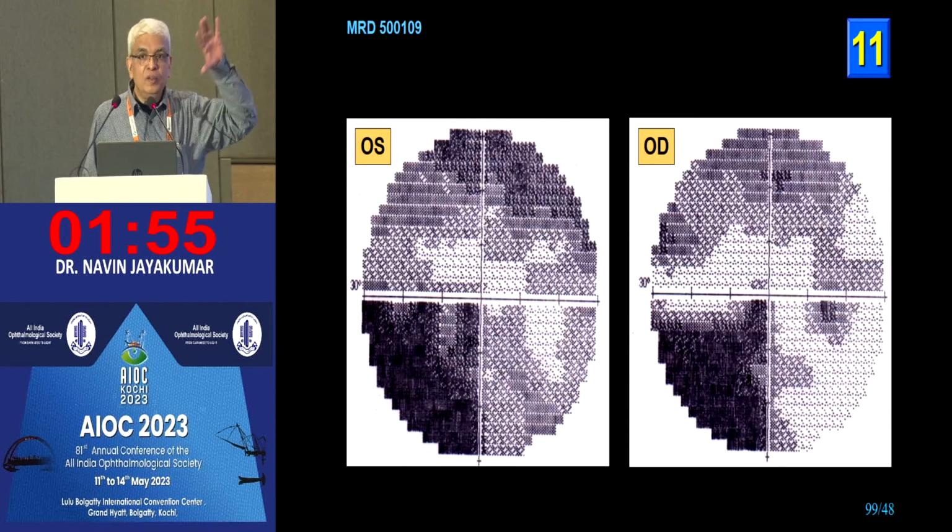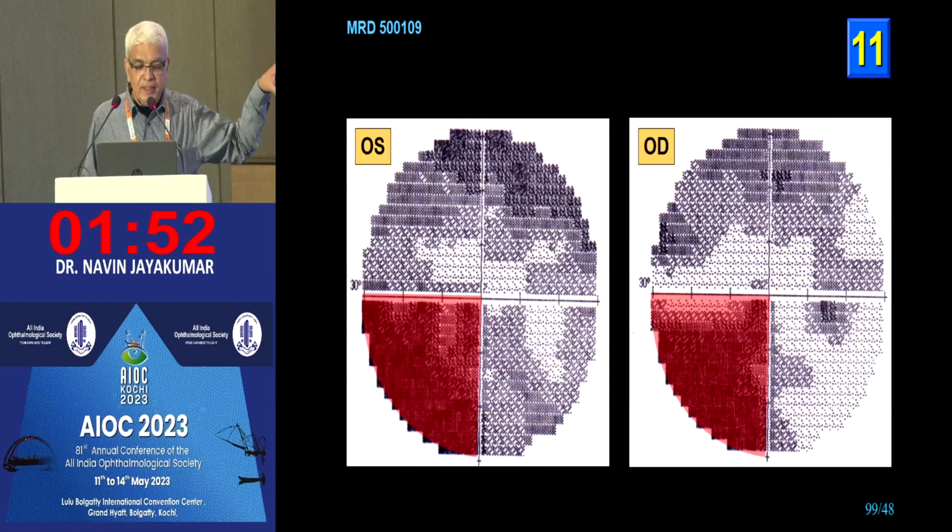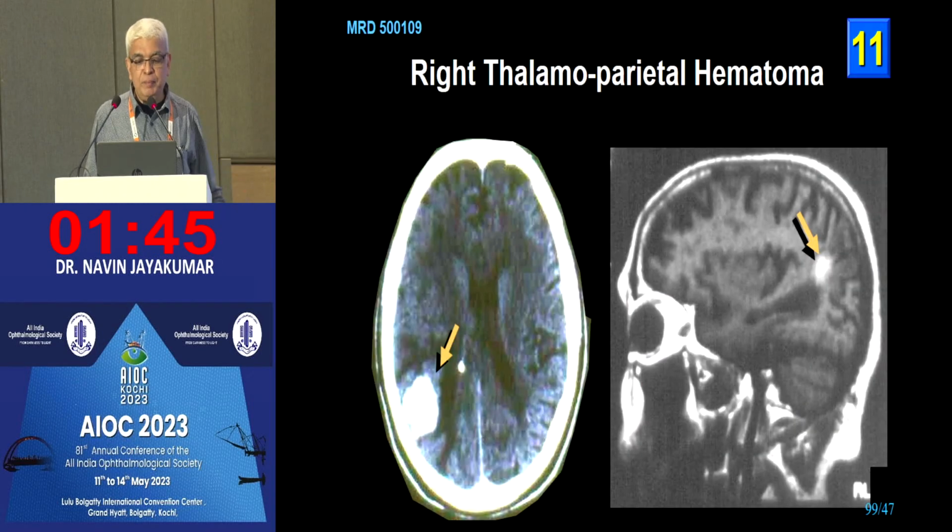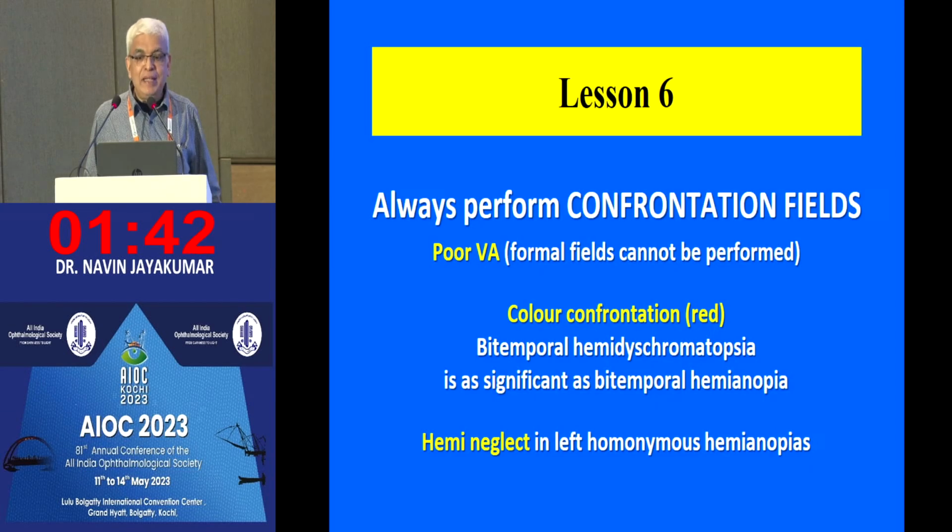On the other hand, although if you ignore all the noise on this fields, you can see that there is an inferior quadrantic defect on the left side, and this is due to a parietal lobe hematoma in this patient. My last message is always perform confrontation fields. It's something we often miss, especially in a patient with poor visual acuity where you cannot do a formal field testing, because a defect on a temporal side on confrontation is as significant as one performed by, say, a Humphrey field. Okay, a color confrontation is an entity, and sometimes certain diseases like hemi-neglect, which involves the right parietal lobe lesions, can only be picked up by confrontation visual fields.